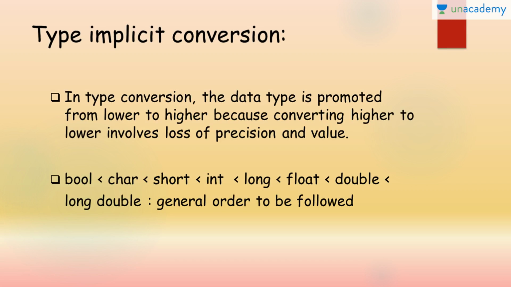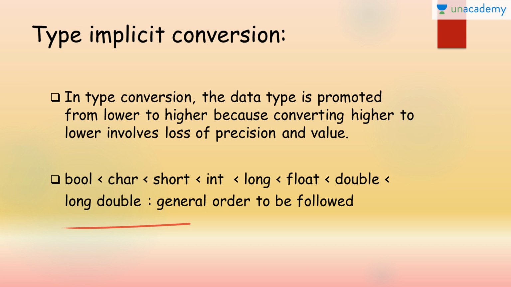Implicit type conversion is also known as automatic type conversion, done by the compiler on its own, but we won't have any external trigger from the user. This generally takes place when more than one data type is present in an expression. In such a condition, type conversion takes place to avoid the loss of data, or loss of precision and value. So the data types of the variables are upgraded to the data type of the variable with the highest data type. Like here, bool has the lowest data type and long double has the highest order data type.